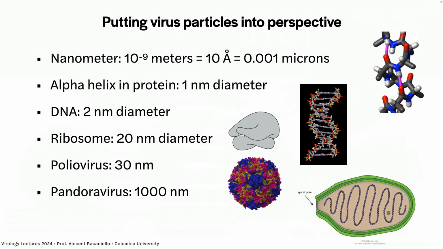We use angstroms a lot. Not really microns all that much, not so useful. So we're going to talk about nanometers in angstroms. For example, an alpha helix is a nanometer in diameter. That's the alpha helix of a protein there on the upper right. It's about a nanometer in diameter. And DNA is 2 nanometers in diameter. Ribosomes are 20. Poliovirus is 30. And Pandoravirus is 1,000 nanometers, roughly. Okay, so that gives you a sense of scale and the numbers that we're going to use when I talk about nanometers. That's what I mean.